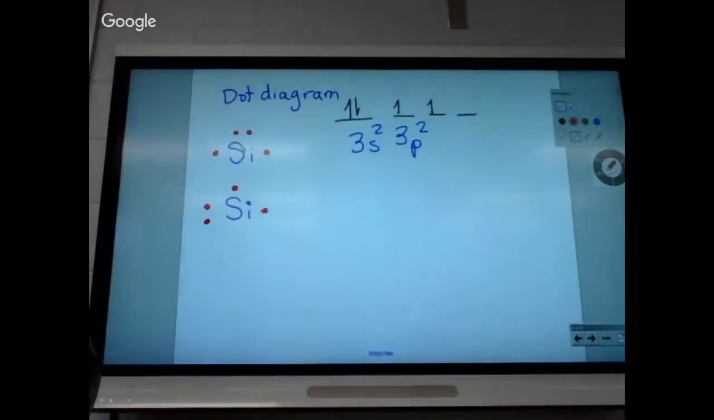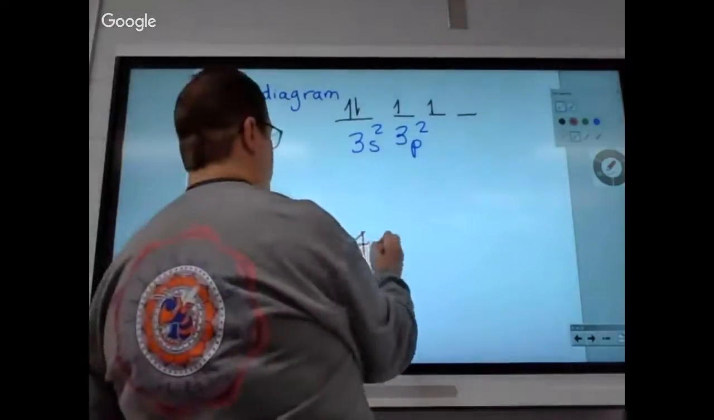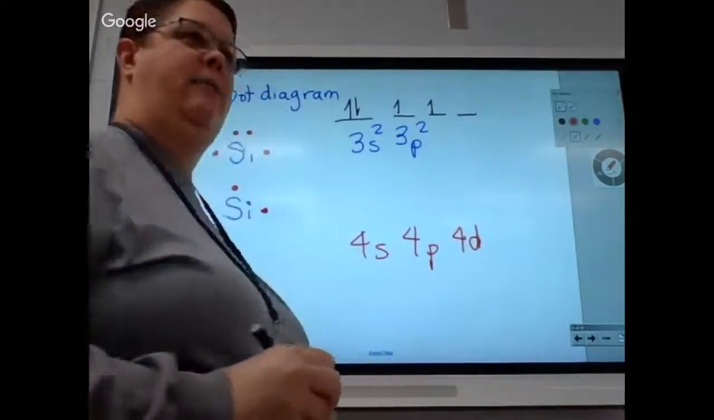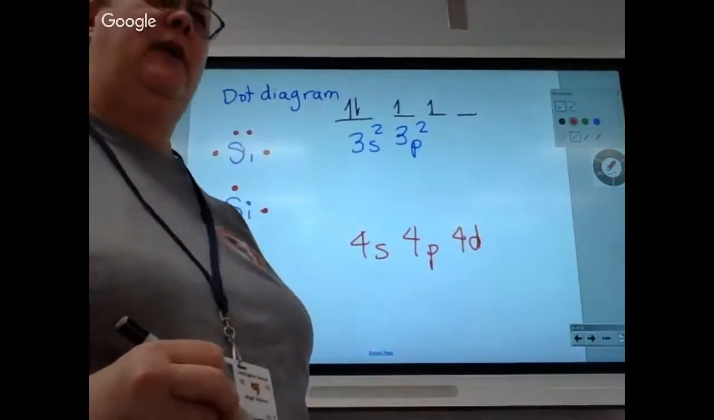Can you have 3 numbers instead of just 3s2 and then 3p2? Could you have 3 what? Like 3s2, 3p2, and then like 3s. No. Because you can't have a 3s and a 3p and another 3s or another pair. Like 4s, 4p, and 4p. If you had 4s, 4p, and a 4d, are you going to exceed the 8 maximum I just told you you're going to have? Yes.